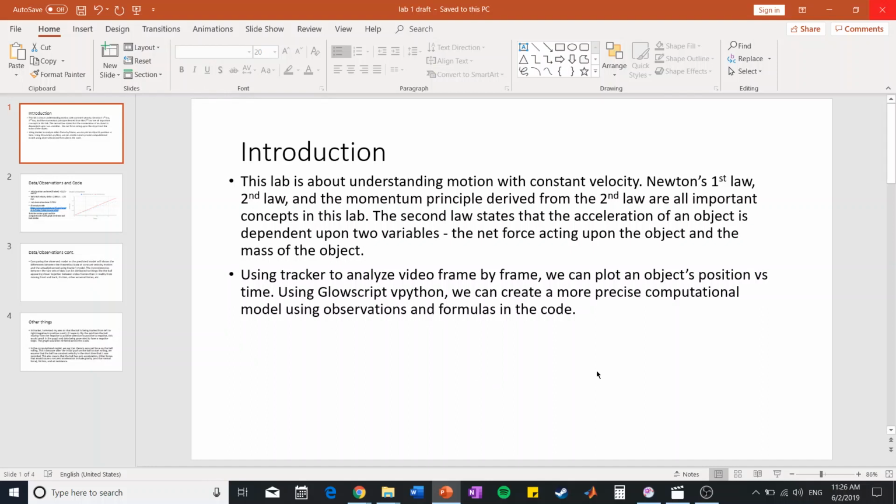Using Tracker, we analyze a video frame by frame so we can plot an object's position versus its time. And using GlowScript VPython, we create a more precise computational model using observations and formulas in the code.